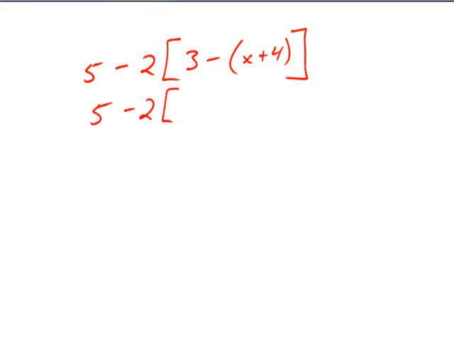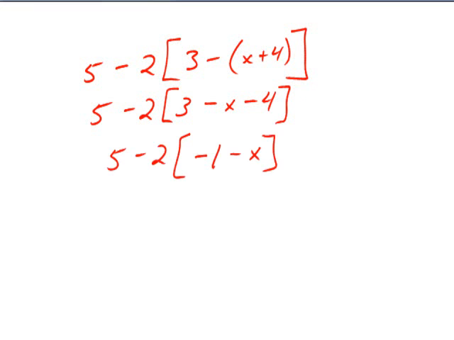And let me work within the brackets, distributing the negative sign throughout the parenthesis. If I continue working inside the set of brackets, combining 3 minus 4 to get negative 1, and then minus x. I can't simplify any further within the brackets, so let's distribute the negative 2. So I have negative 2 times negative 1 is positive 2. Negative 2 times negative x is positive 2x, and now combine like terms.